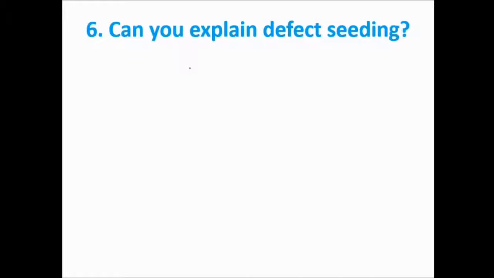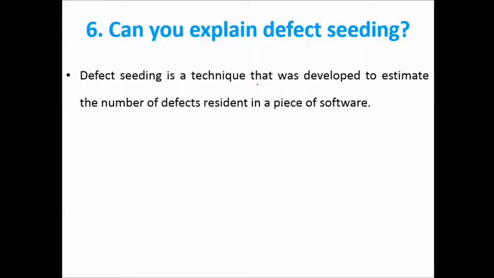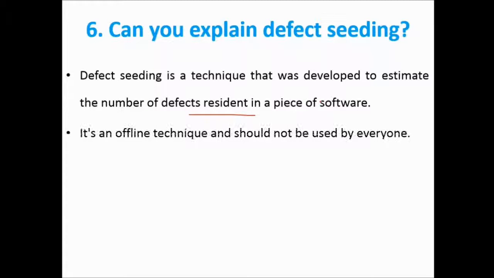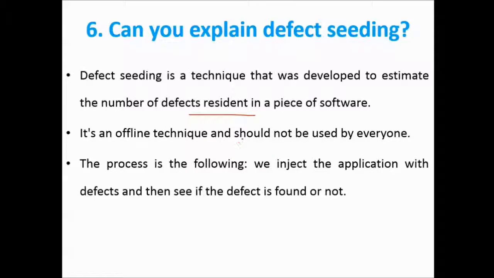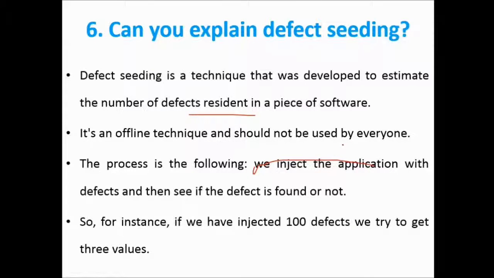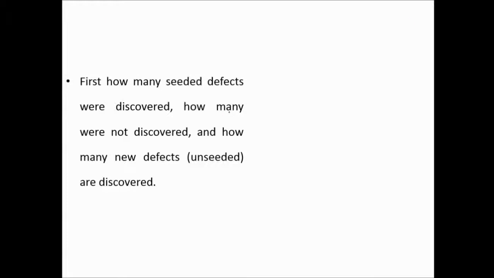Now you can have one more question. Can you explain defect seeding? Defect seeding is a technique that was developed to estimate the number of defects resident in a piece of software. It's an offline technique and should not be used by everyone. The process is the following. We inject the application with defects and then see if the defects are found or not. For instance, if we have injected 100 defects, we try to get 3 values. First, how many seeded defects were discovered, how many were not discovered, and how many new unseeded defects are discovered.